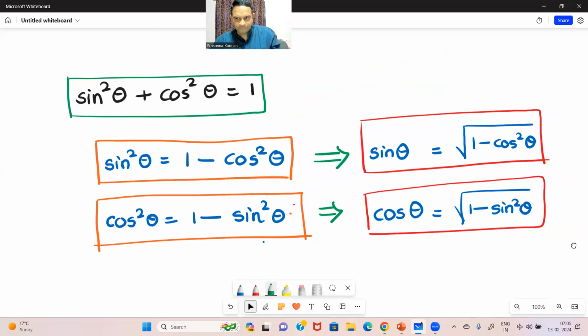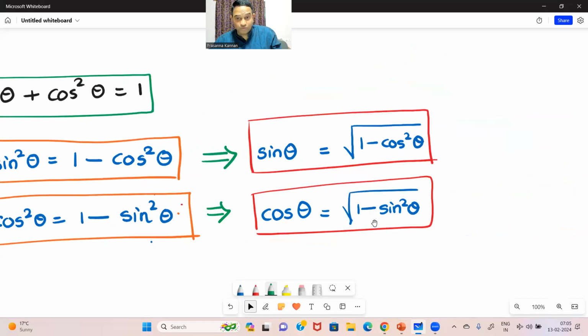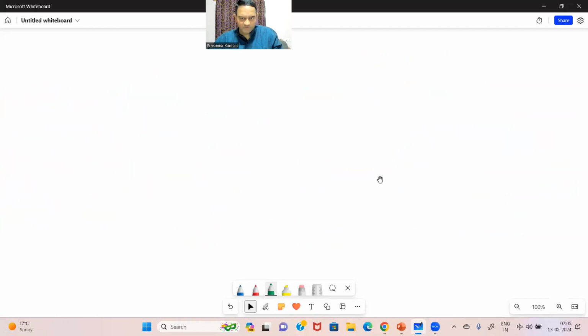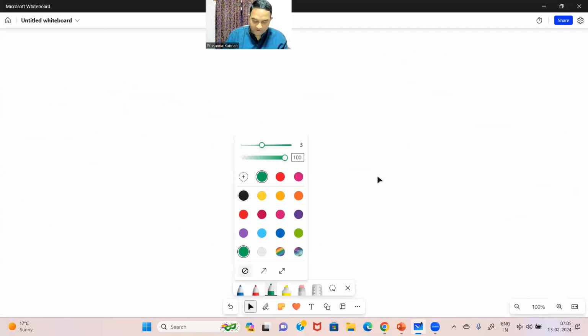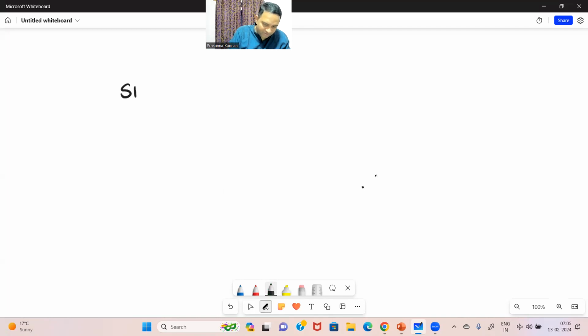Now, from this we will get 2 more important equations which are very, very important for your trigonometry. So what is the equation? From what we already know, sine square theta plus cos square theta is equal to 1. Very good.